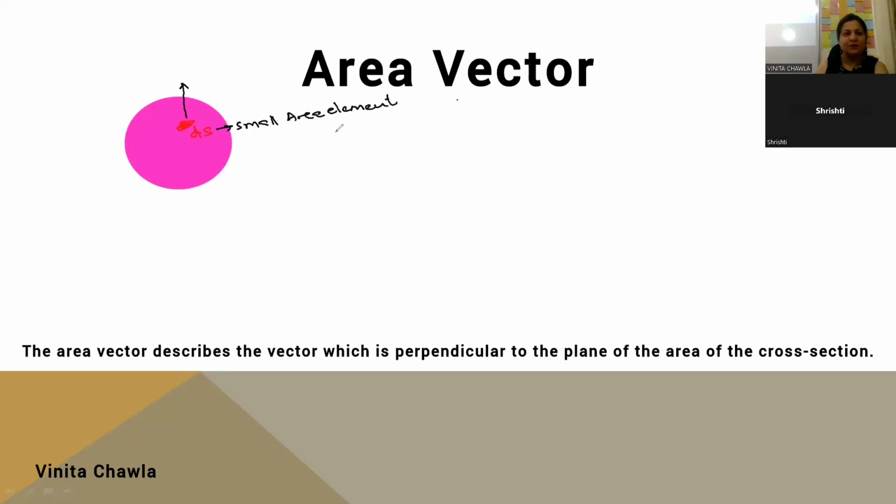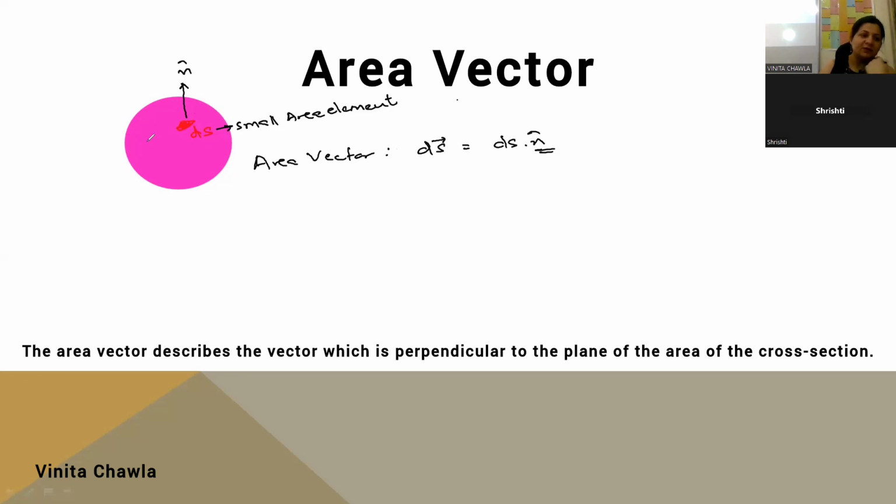element. This ds represents the small area element. So we can, and this is the direction of this area vector. So we can write area vector as area vector ds as ds dot n cap. This n cap is the direction of this.